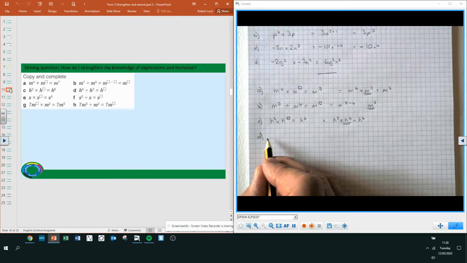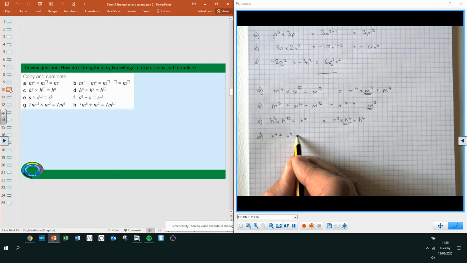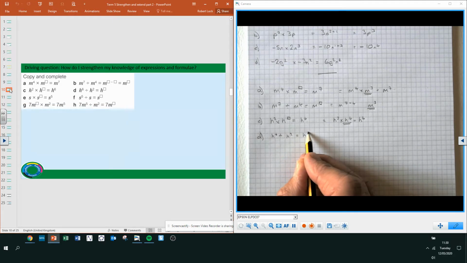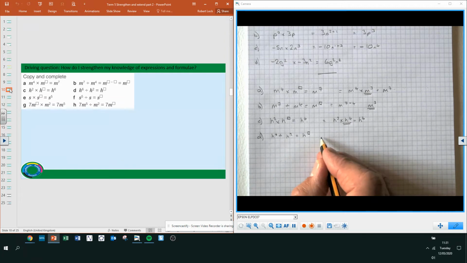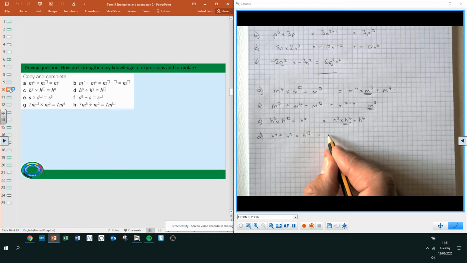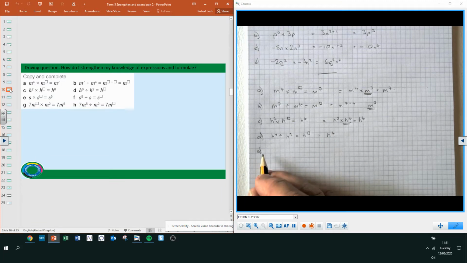D. h to the power 6 divided by h to the power 2 equals h to the power something. As I said before, 6 take away 2 is 4. E. Pause. There we go. I shall play.